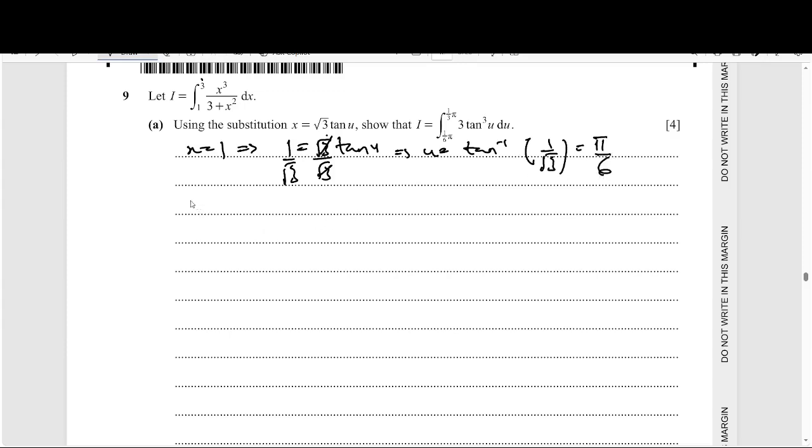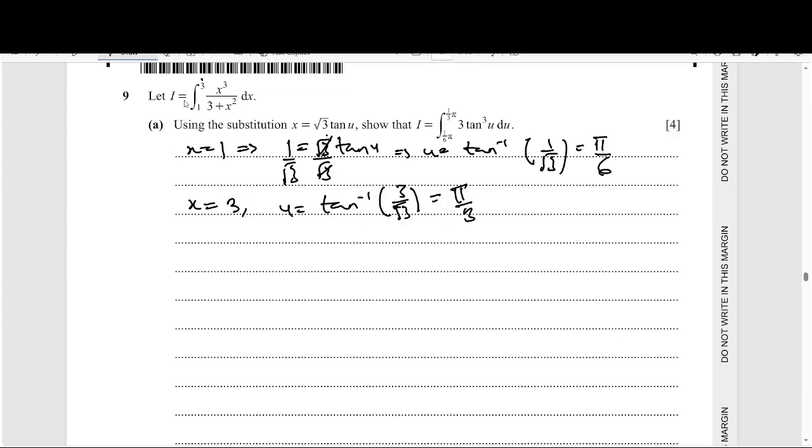Same applies to the other side. When x is equal to 3, u is going to be tan inverse of 3 over root 3, which is the same as root 3, I think. And that's going to be pi over 3, which is 60 degrees, right?